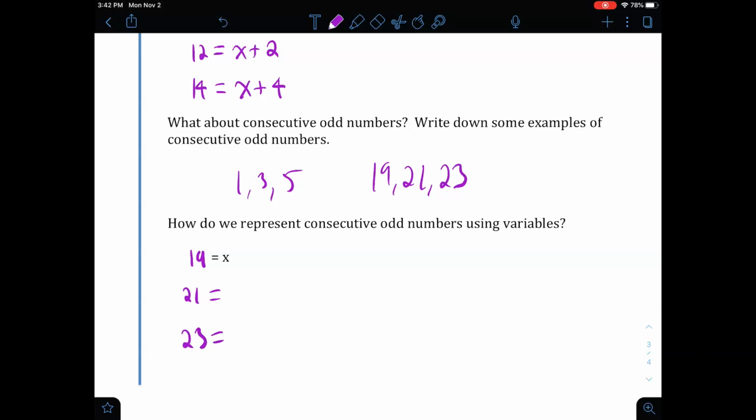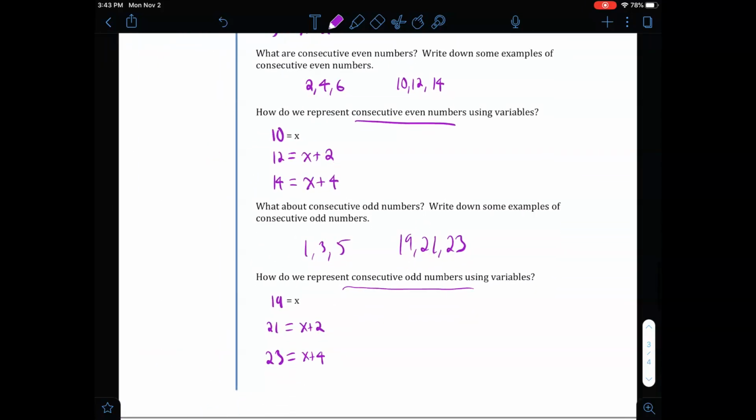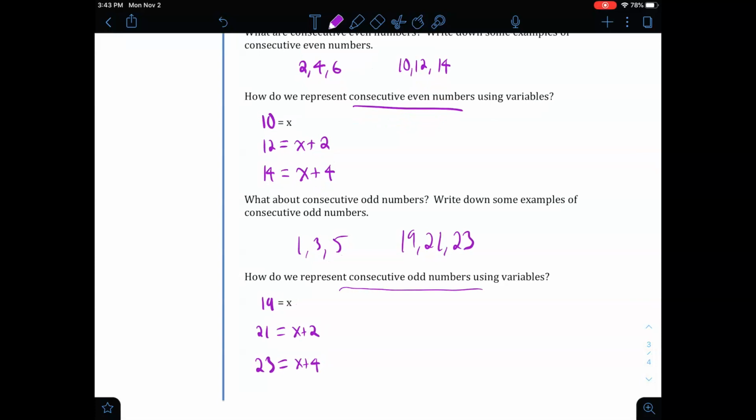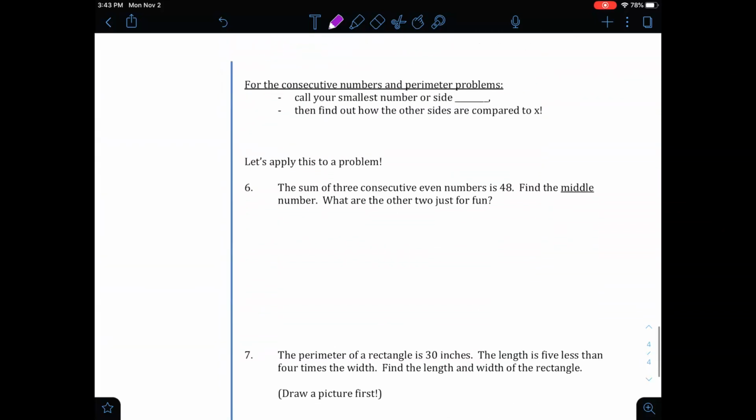So if 19 equals x, how do I get from 19 to 21? I'm going to do x plus 2. And how do I get from 19 to 23? X plus 4. If you notice, these are the same, which is kind of interesting. This is the pattern that you'll use to solve for unknown numbers. We know these numbers, but we're trying to figure out a pattern to solve unknown ones. So let's go ahead and do that here.